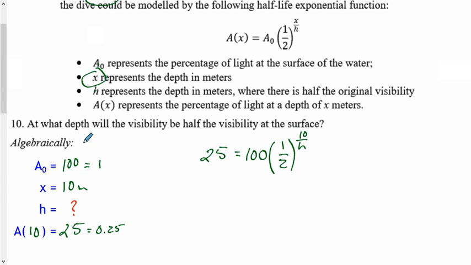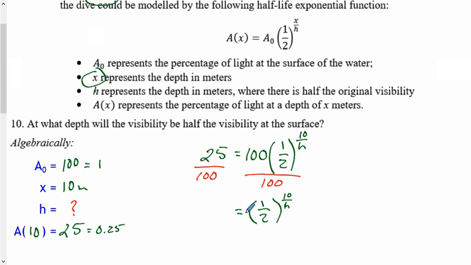And initially we're asked to do this algebraically. So you'll remember what we did in previous questions. If I have some number multiplied to a power on one side, then I can divide that number out as my first step. So on the right side, my hundreds cancel out, and I have 1/2 to the exponent 10 over h.